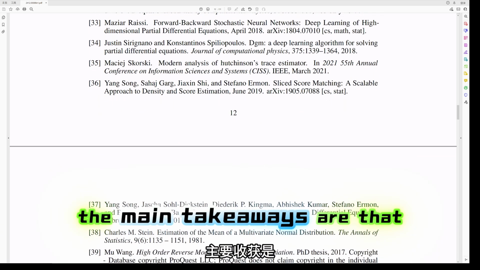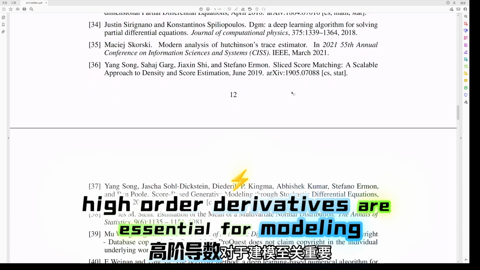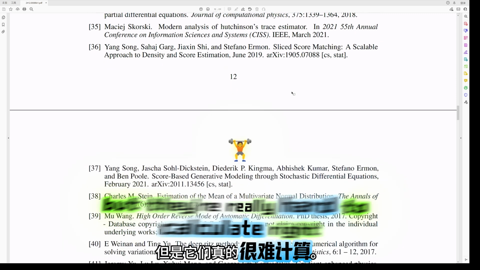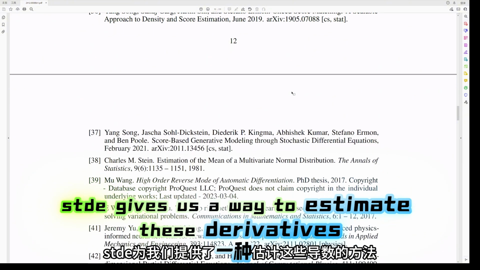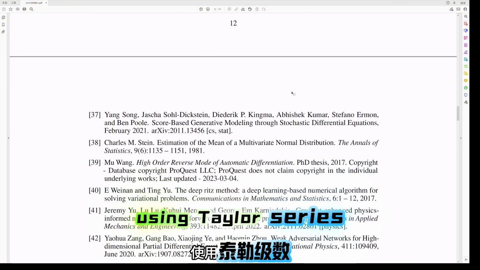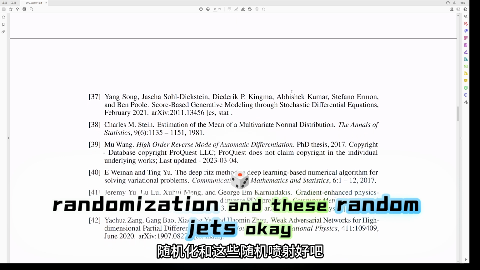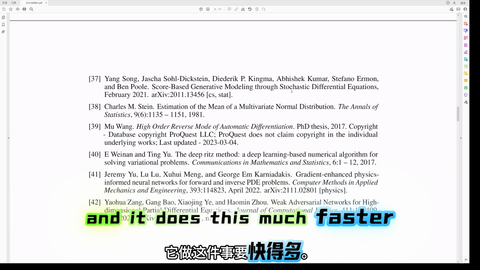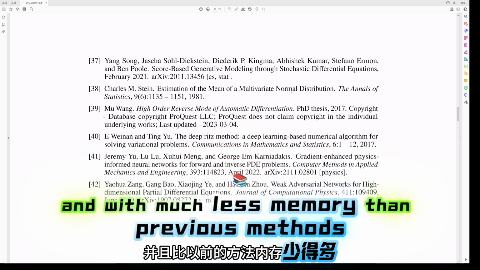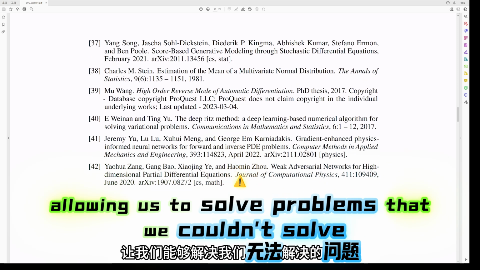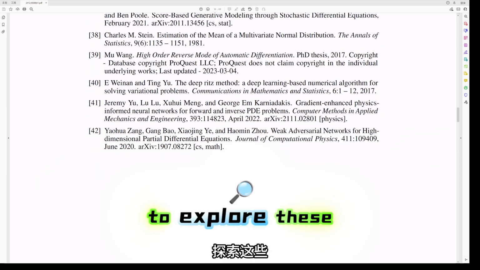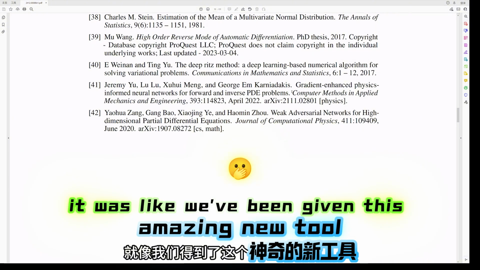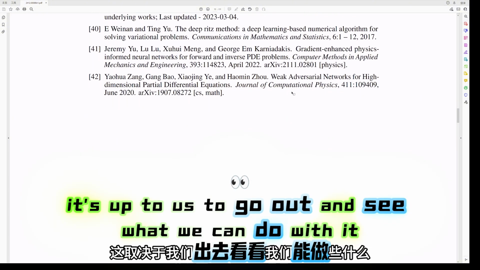Sure. So the main takeaways are that high-order derivatives are essential for modeling these complex systems, but they're really hard to calculate. Right. STDE gives us a way to estimate these derivatives using Taylor series, randomization, and these random jets. Okay. And it does this much faster and with much less memory than previous methods, allowing us to solve problems that we couldn't solve before. Okay, and this research is an invitation for everyone to explore these new possibilities. Absolutely. It's like we've been given this amazing new tool, and now it's up to us to go out and see what we can do with it.